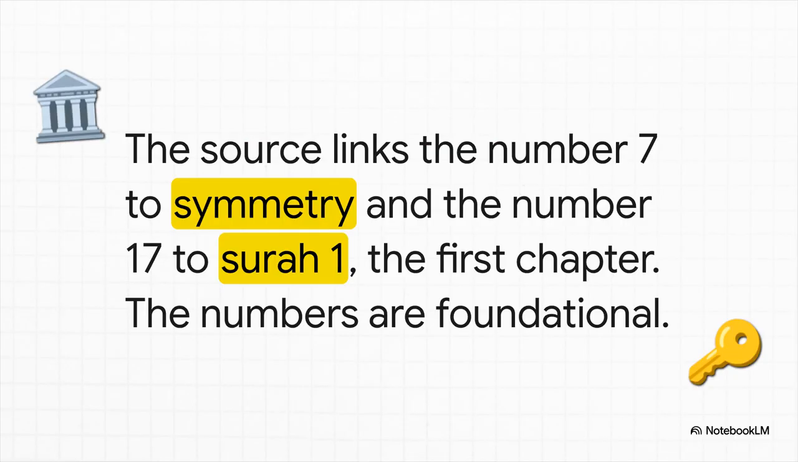Let's really focus in on the biggest connection the source is trying to make. It is specifically linking the number 7 to this idea of symmetry, and the number 17 to Surah al-Fatiha, the very first and most important chapter of the entire Quran. This is the core argument, right here. The numbers aren't random. They're supposedly foundational.